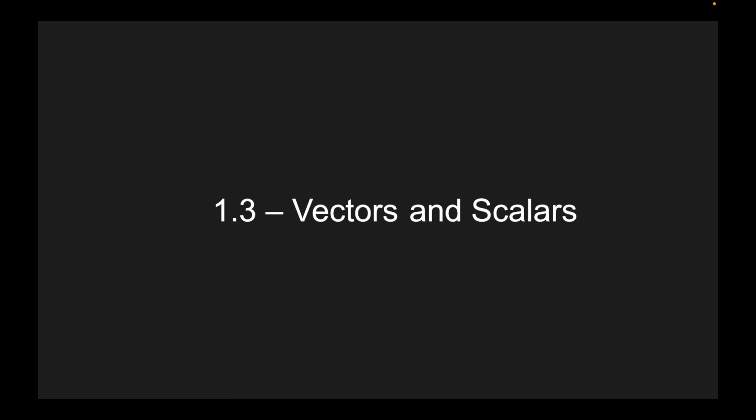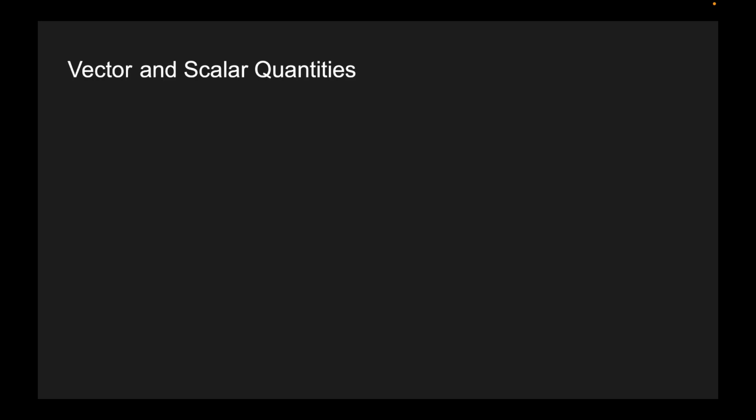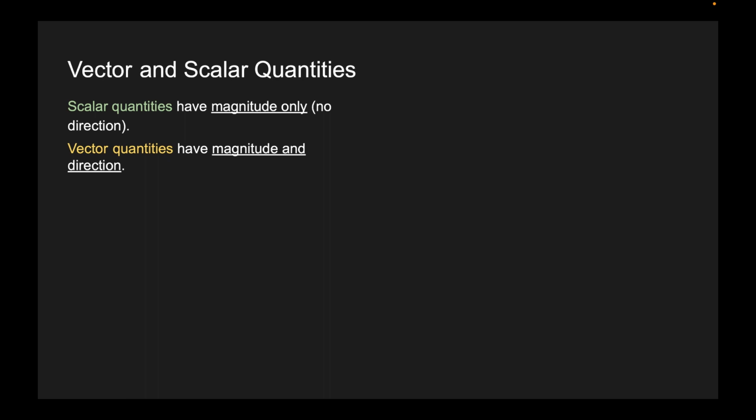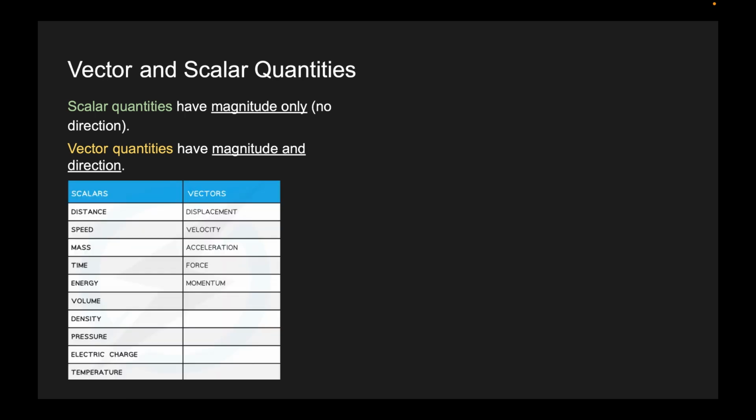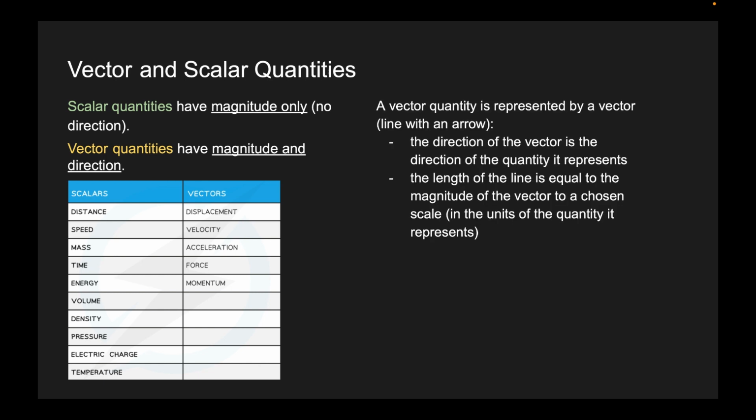The last subunit of this topic is vectors and scalars. As you might already be familiar with these terms, scalar quantities have magnitude only and vector quantities have both magnitude and direction. Scalars include distance, speed, mass, time, energy, volume, density, pressure, electric charge, and temperature. While vectors include displacement, velocity, acceleration, force, and momentum.